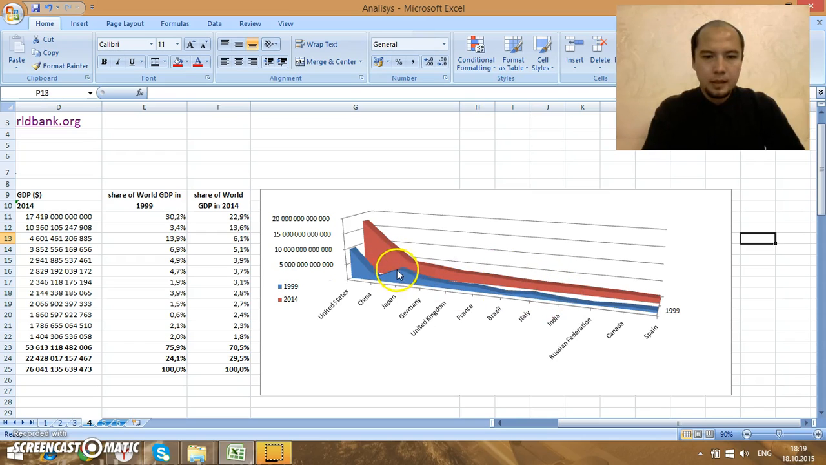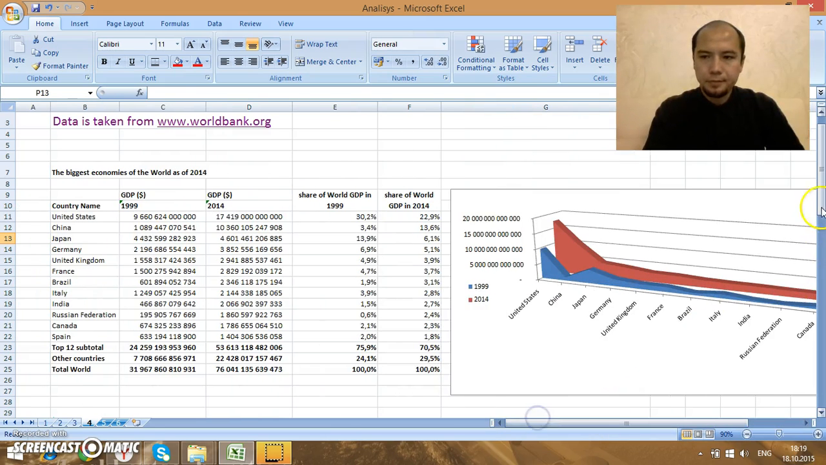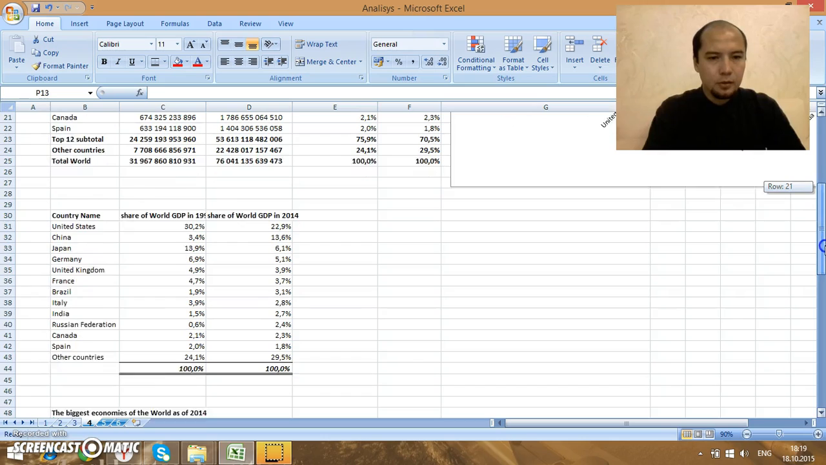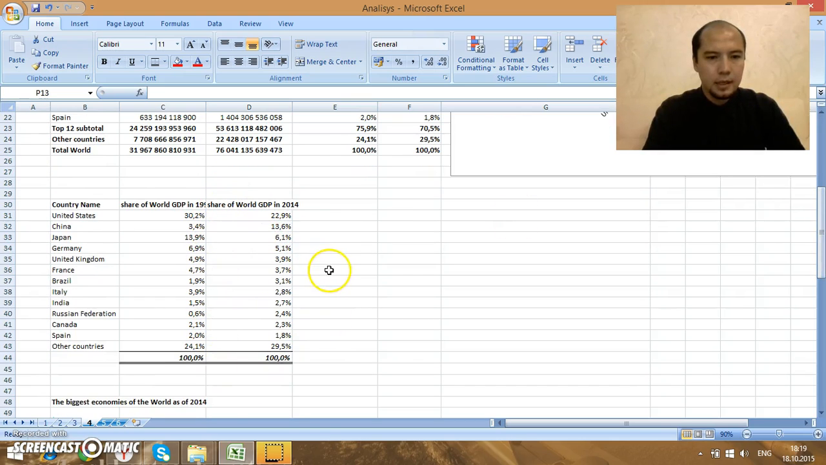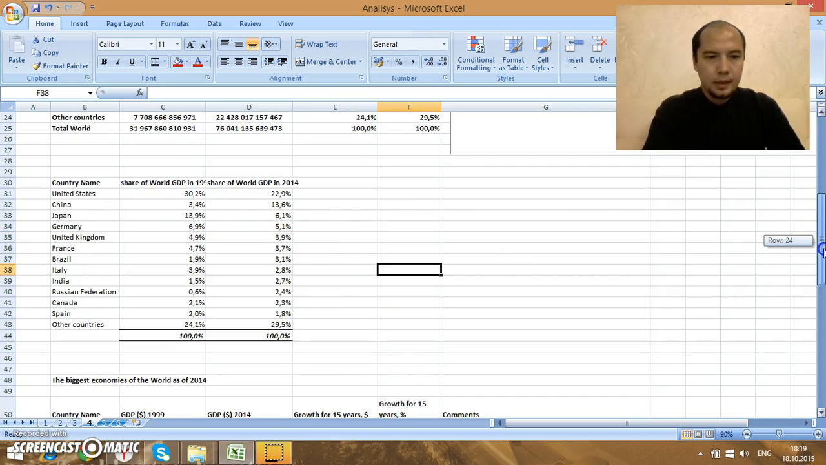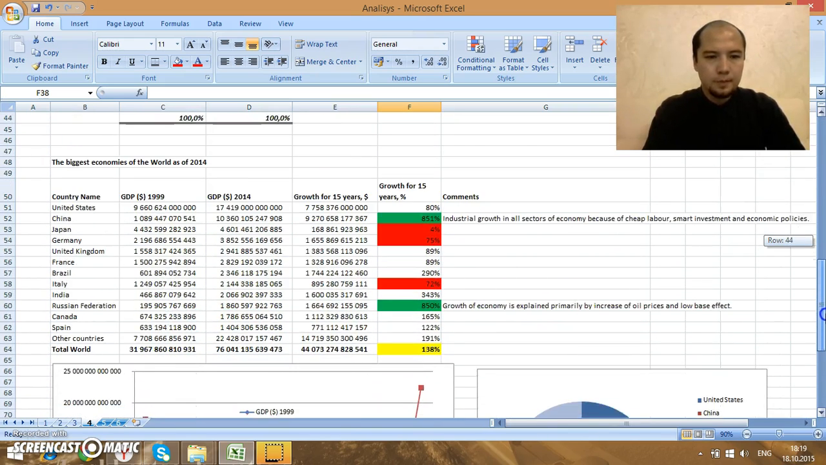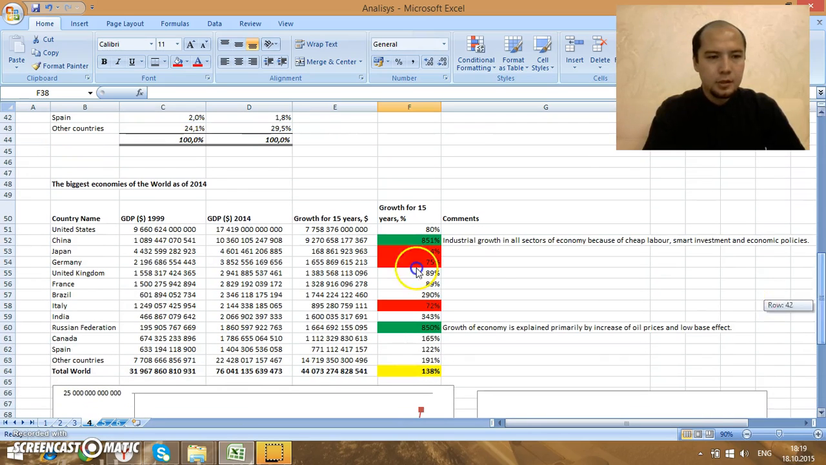Some countries increased very little, for example Japan. Some countries increased very much; the increase of China was very big, you see the increase. And you see the share of different economies here. You can stop this video at any time and look at this table and the tables which I show you. So let's analyze in more detail the biggest economies of the world.